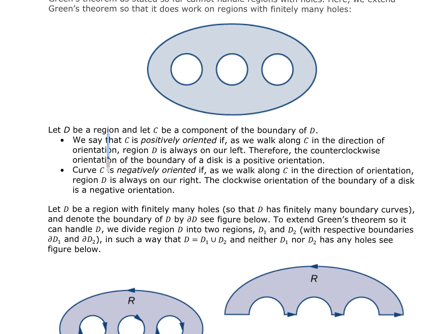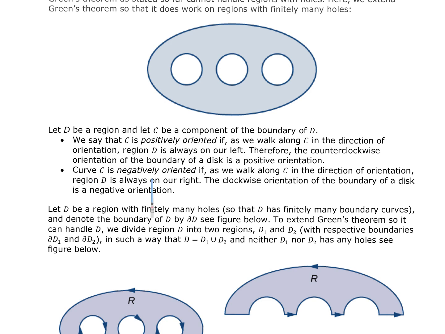So we're going to let D be a region, and let C be a component of the boundary of D. We say that C is positively oriented if we walk along C in the direction of orientation and the region D is always on our left. So now we can't just talk about clockwise. We have to say where the region is. The region is on our left.